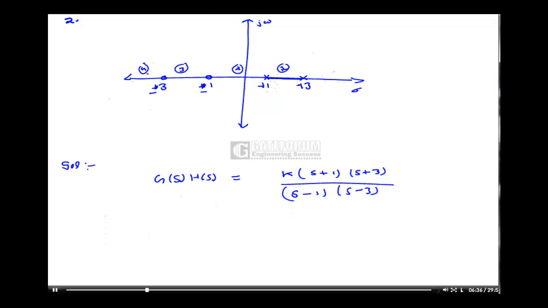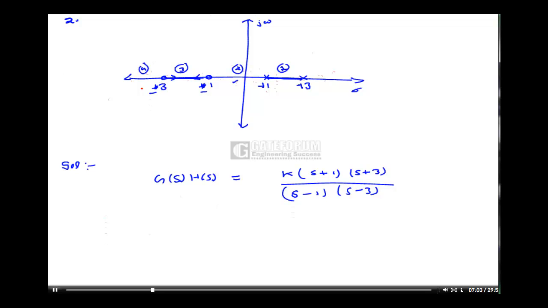If we look at region number 2, the number of poles plus zeros lying on the right-hand side of the region is 2. That is, it is even rather than odd. Since it is even, there will be no root locus in this region. In this region again the root locus will be there, because here also the number of poles plus zeros is odd.